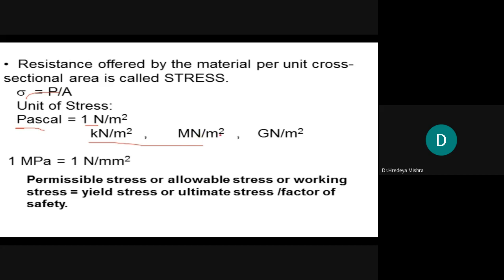And mega Newton per meter squared is equal to how much, 10 to power 6, and this is 10 to power 12, okay. So permissible stress, or allowable stresses, or working stresses, equal yield stresses or ultimate stresses divided by factor of safety. So now what is the factor of safety, can any student define what is the factor of safety?